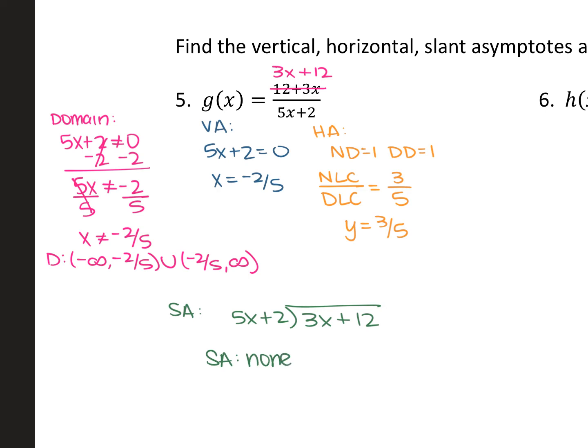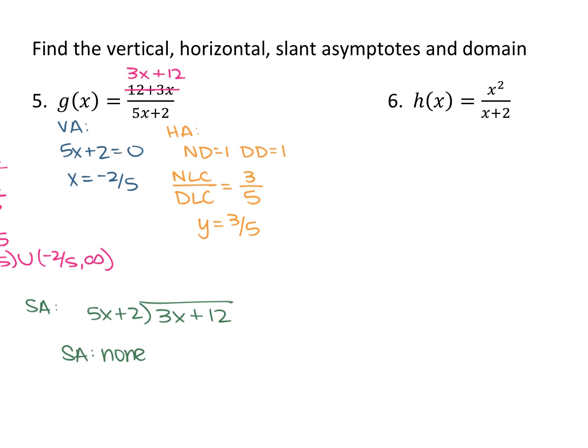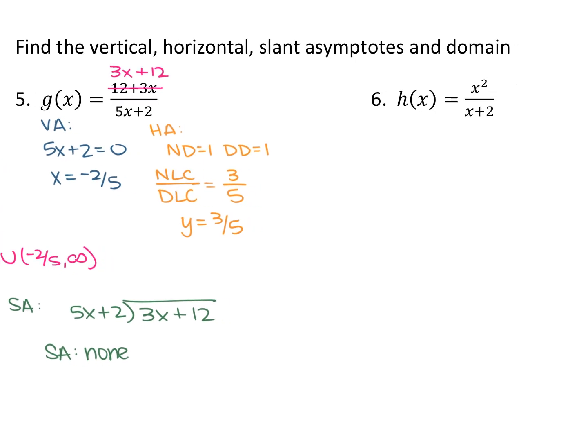For number 6, you are given h of x is equal to x squared over x plus 2. So to start, we're going to find our domain. We take the x plus 2, set it not equal to 0, and solve. Move your 2 over, subtract it from each side. You get x cannot equal negative 2. That means in interval notation, you're going from negative infinity to negative 2, with a union from negative 2 to infinity.